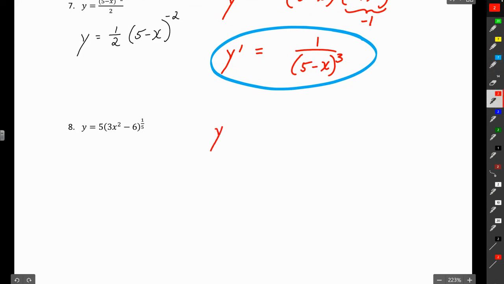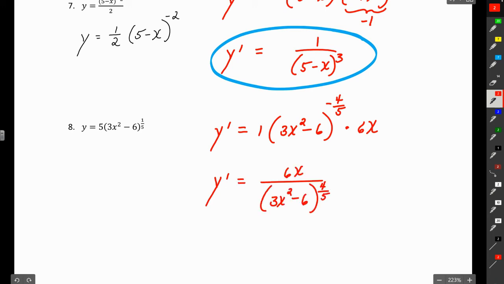Number 8, we don't have to rewrite anything. It looks like it's in pretty good shape. 1/5 times 5 is 1. Rewrite the inside. 1/5 minus 1, so that's 1/5 minus 5 over 5, that's minus 4/5. Multiplied by the derivative of the inside. 3 times 2 is 6. 2 minus 1 is 1, and the derivative of minus 6 is 0 because minus 6 is a constant. Now we have a negative exponent, so we want to put that in the denominator. All right, and we're done with number 8.